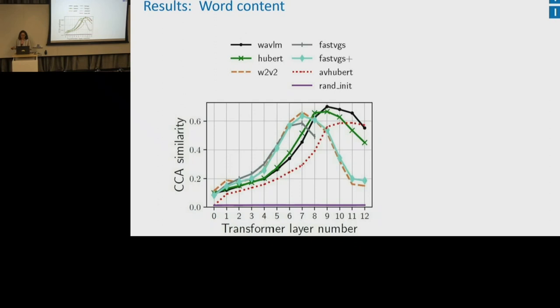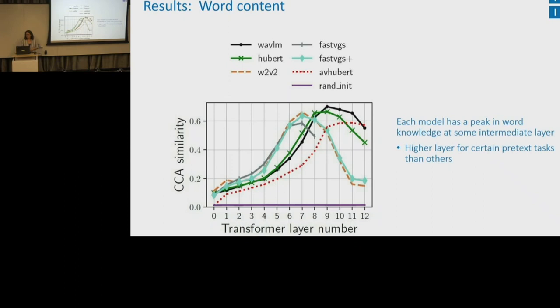And here, what you can see is all of the models, all of the representations start to be more and more similar to words as we get deeper and deeper into the model, and then less so after some intermediate layer. So each of the models has some peak in word knowledge as represented by this measure. Depending on the pretext task, it might be a higher layer or a lower layer. I won't get into why we think that the peak might occur in different places.